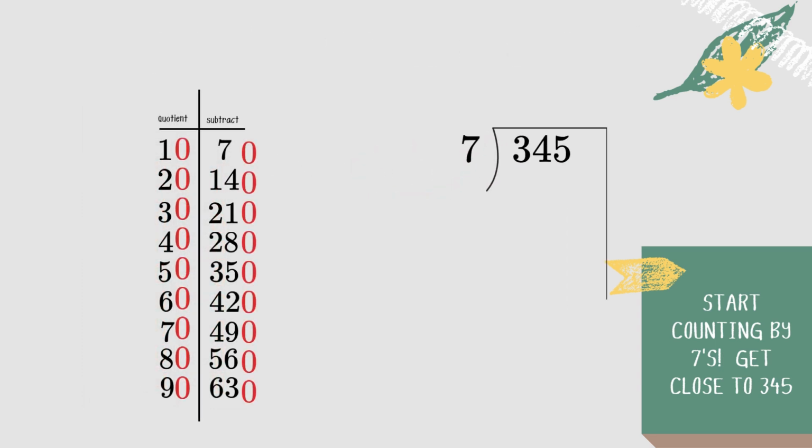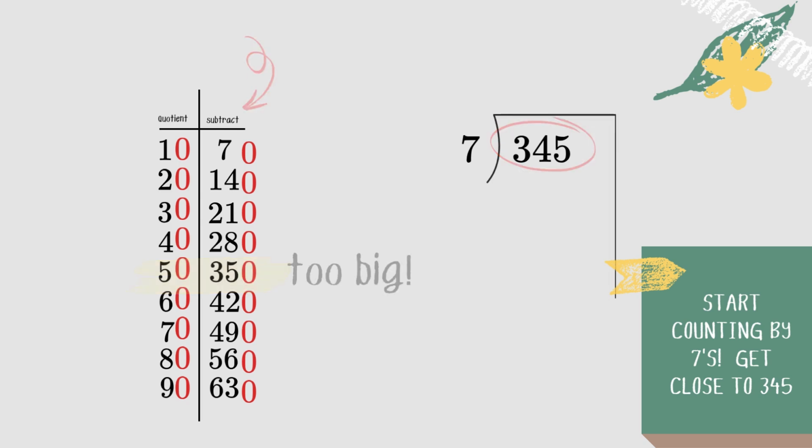Now that we have bigger numbers, we're going to look down the row and try to get as close to 345 as we can. As I'm looking down, I see 350. That's really close. However, we only have 345. So 350 is too big. So right above 350 is 280. It's not as close as I would like, but that's the closest we're going to get.